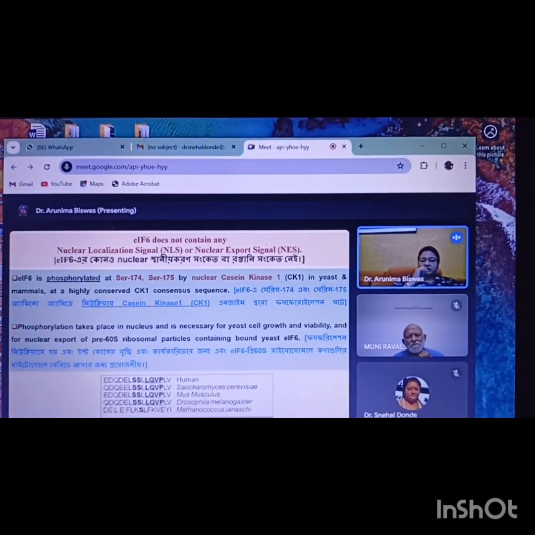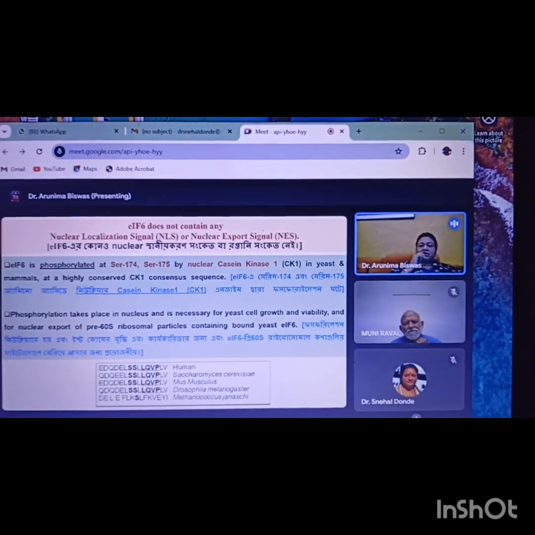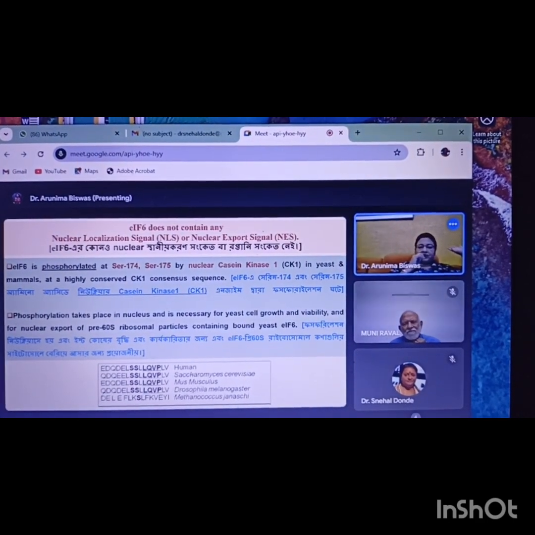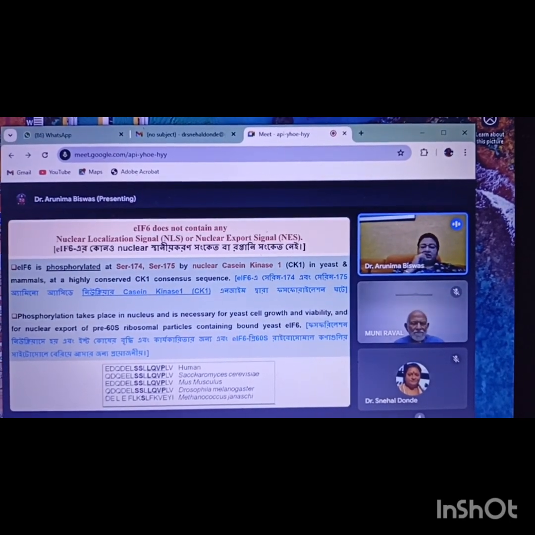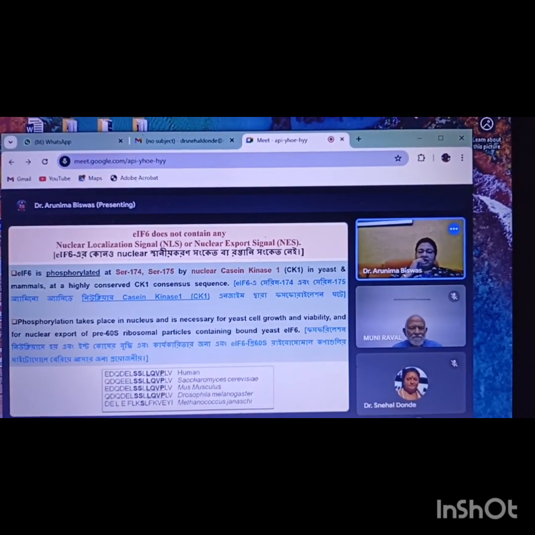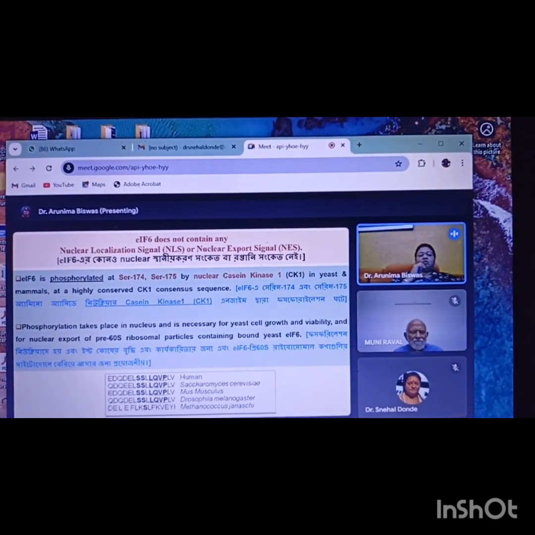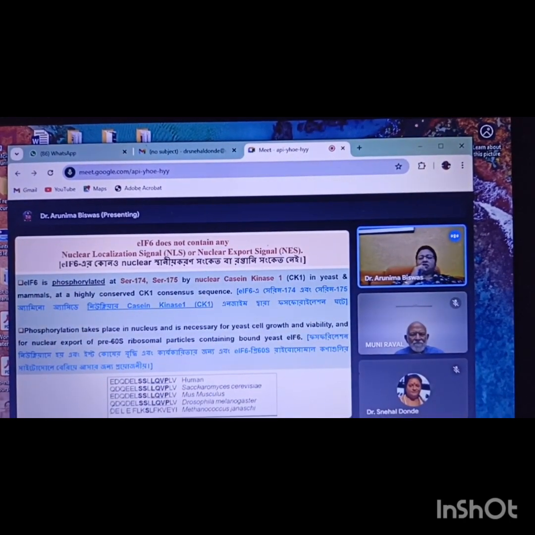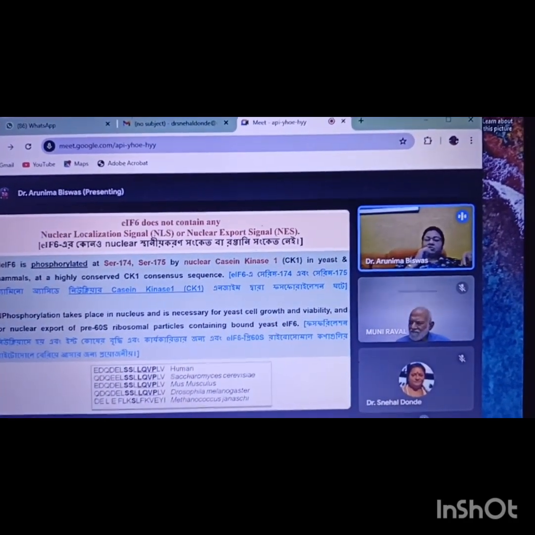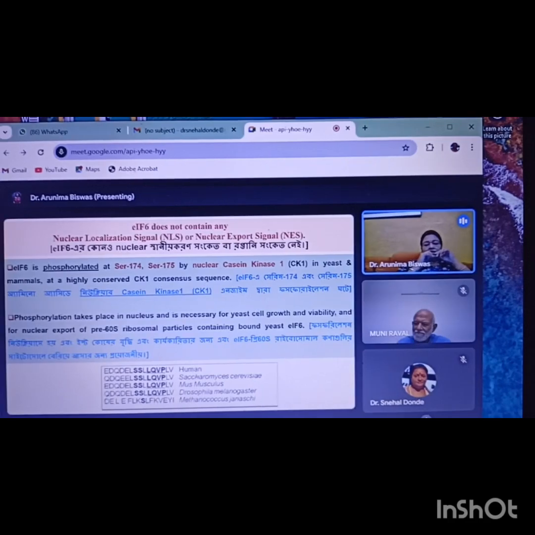place in the nucleus. It is done by the nuclear casein kinase 1 in yeast and also in mammals. And this phosphorylation is also essential for yeast cell growth and viability and for the nuclear export of pre-60S bound to EF6 from the nucleus to the cytoplasm. So on phosphorylation, EF6 comes out from the nucleus to the cytoplasm, escorting the pre-60S.